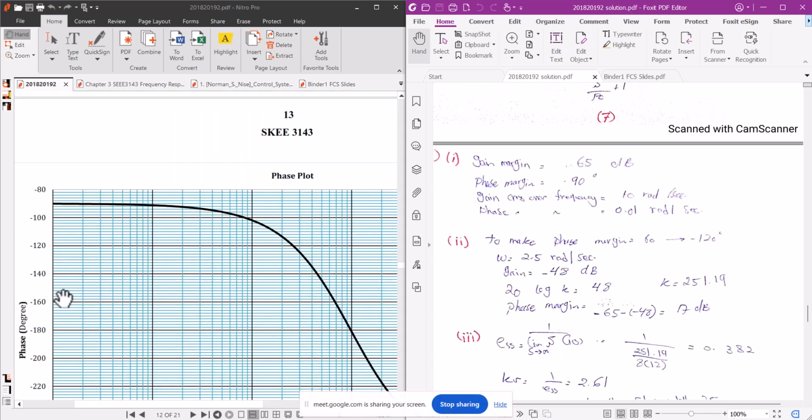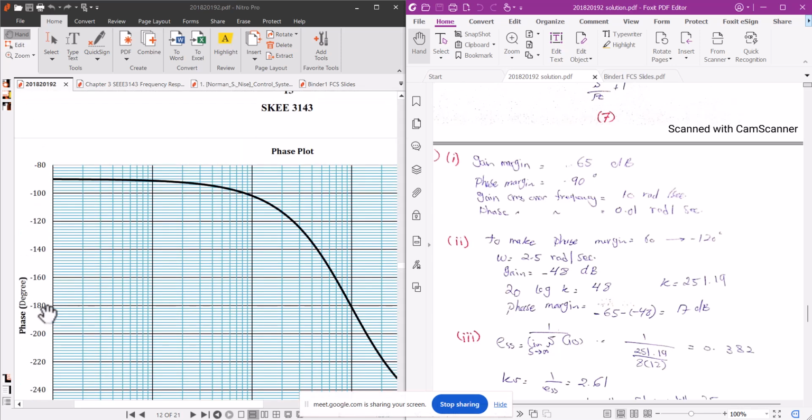Phase margin of 60 minus 180. So you will have to place this curve at this point. Because minus 120 minus minus 180, it will become 60. So this is your 60. Currently it's around 90, but you want 60. So to make the phase margin 60, you will have to go to the minus 120 point.